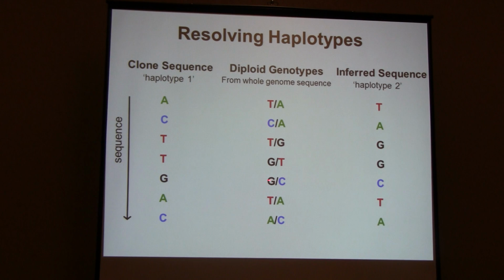And I'll point out too that if one of these diploid genotypes is informative for the parent of origin, then in this way we can also sort out which clone, or which clones, are carrying a maternally inherited haplotype versus a paternally inherited one.